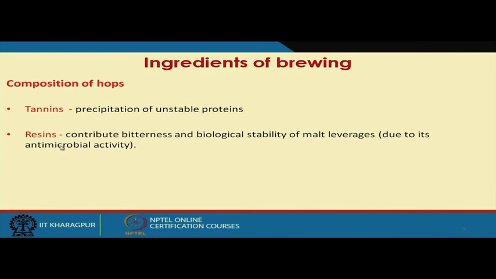In the case of resin, one typical characteristic of beer is its bitterness. Why is this bitterness there? It's the presence of resin, because it contributes bitterness and biological stability of the malt beverage, as it also has antimicrobial property. So the bitterness of the beer comes from the resin.